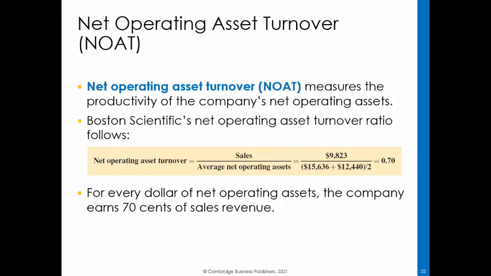Net operating asset turnover measures the productivity of the company's net operating assets. This metric reveals the level of sales the company realizes for each dollar invested in operating assets. All things equal, a higher net operating asset turnover is preferable. Boston Scientific's net operating asset turnover ratio is calculated at 0.70 as shown on this slide. This result means that for every dollar of net operating assets, Boston Scientific realizes 70 cents in sales. As a reference, the median net operating asset turnover for S&P 500 companies in 2018 was 96 cents.